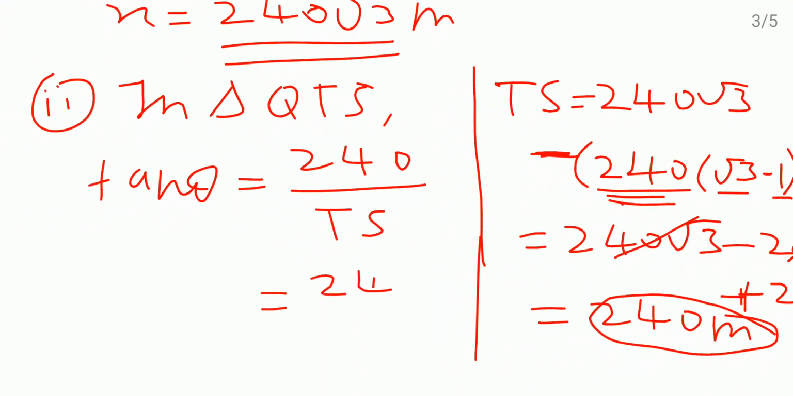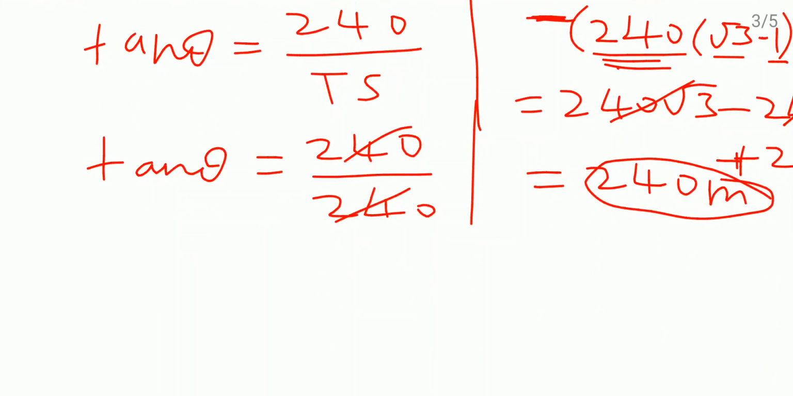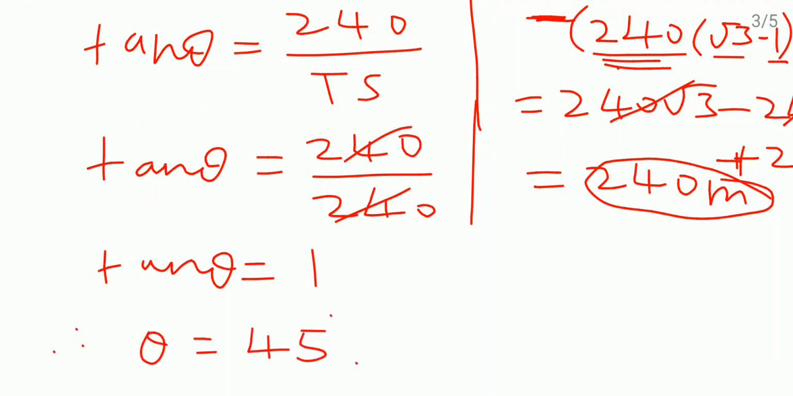Here I'll write 240 divided by 240 got cancelled. So tan theta is equal to 1. It means that theta is equal to 45 degrees. For tan 45, the ratio is 1:1. Therefore, theta is equal to 45 degrees. It means that the angle of depression becomes 45 degrees when the boat is reaching towards the base of the tower. Right? Let us move towards another question.